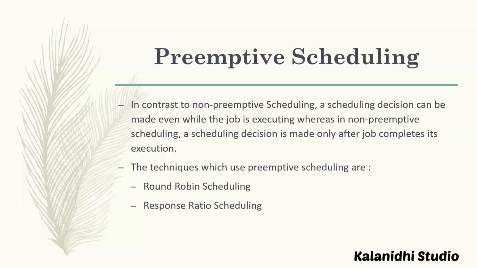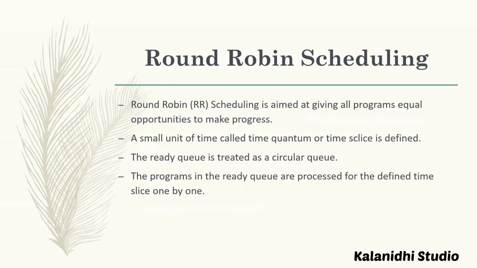Next comes preemptive scheduling. In contrast to non-preemptive scheduling, a scheduling decision can be made even while the job is executing, whereas in non-preemptive scheduling, a scheduling decision is made only after the job completes its execution. Therefore, preemptive scheduling may force a job in execution to release the processor so that the execution of another job can be undertaken in order to improve throughput considerably. The techniques which use preemptive scheduling are round robin scheduling and response ratio scheduling.